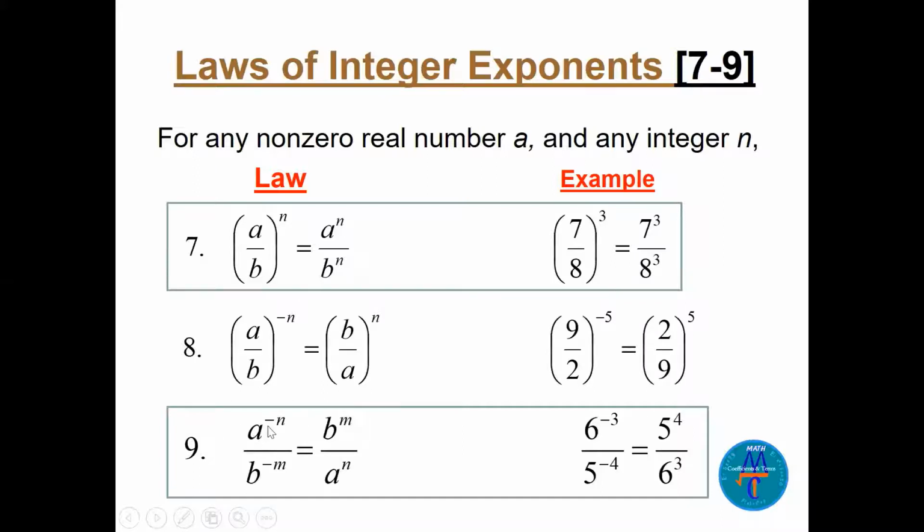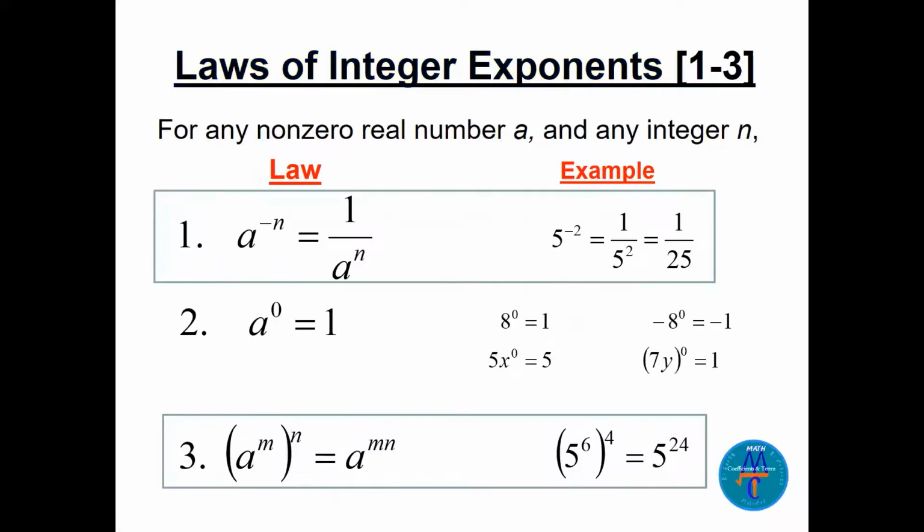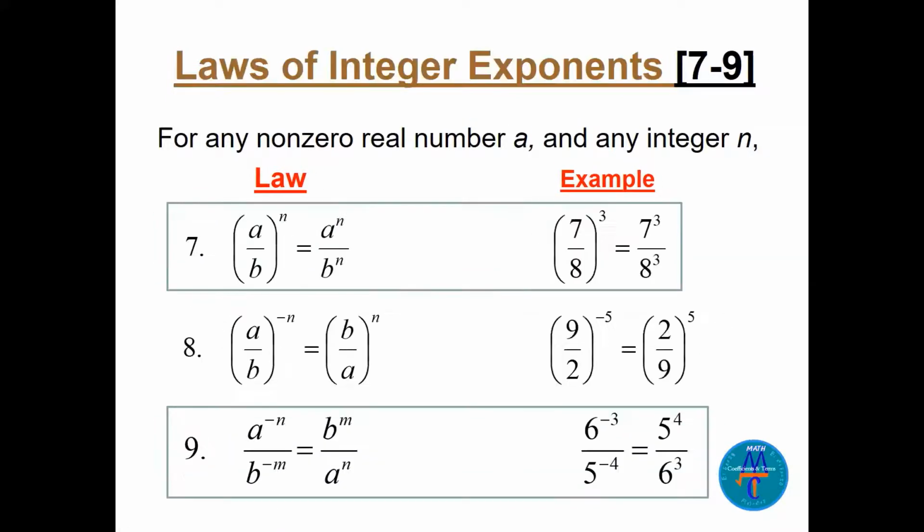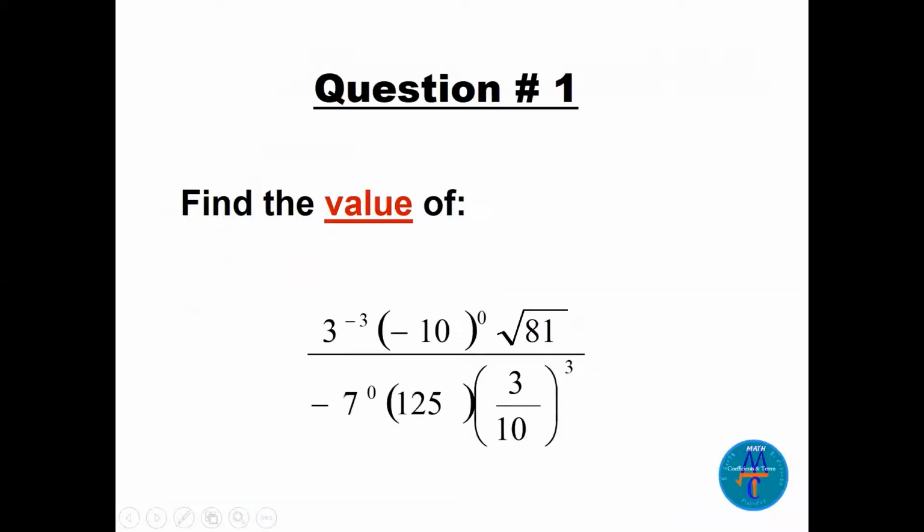Now the last one: if you have a to the power minus n divided by b to the power minus m, you can take this one up, because this is 1 over a to the power n, you know my negative formula number 1. And this one, a to the power minus n, is 1 over a to the power n. That's a simple example. Now, we will start here.